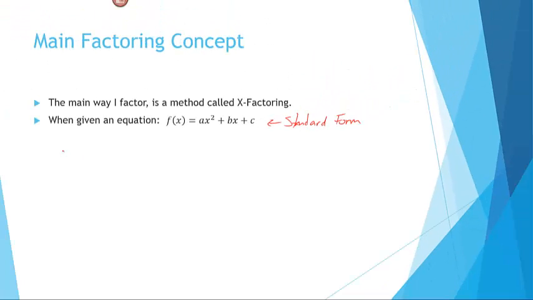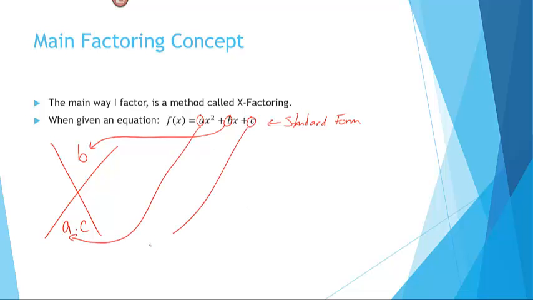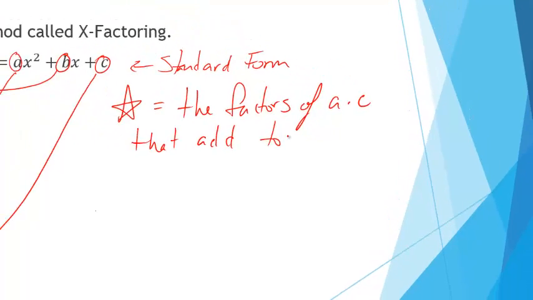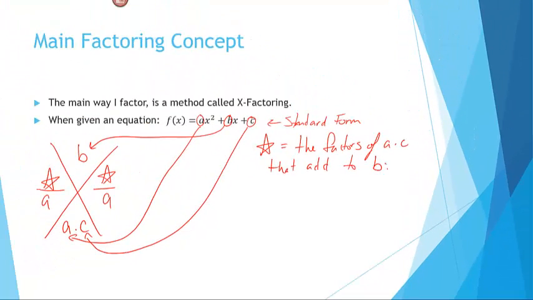So first step we do, just put an x on the paper. On the very top of the x goes a b, so whatever b is, put it there. Bottom is a times c, so whatever a times c is. On the left and right, we're going to have something divided by a and then something divided by a. Those somethings will be the factors of a times c that add to b.